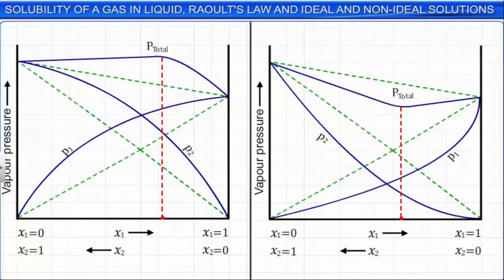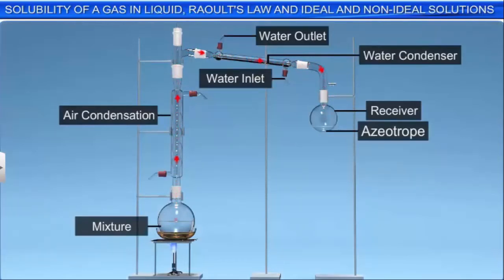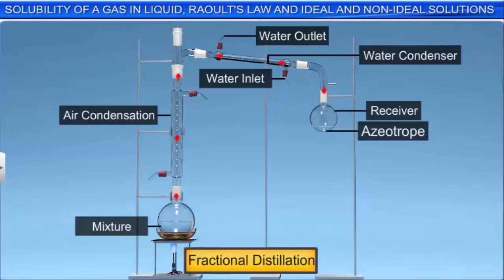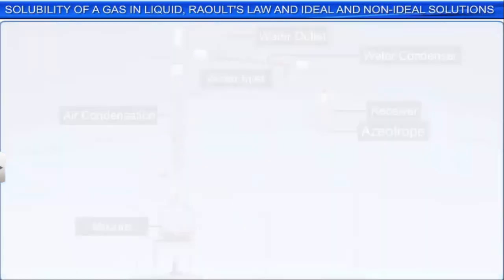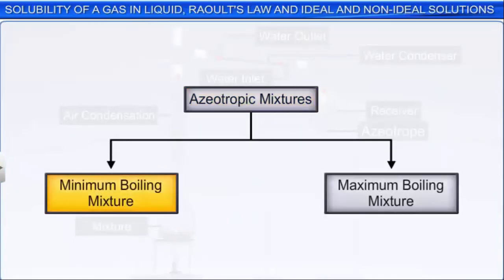Azeotrope is thus defined as a special class of liquid mixtures that boil at a constant temperature and at a certain composition. At this condition, the mixture behaves as if it was a single component with one constant boiling point. In such cases, it is not possible to separate the individual components of the mixture by fractional distillation. Azeotropic mixtures can be further classified into two categories: minimum boiling mixture and maximum boiling mixture.